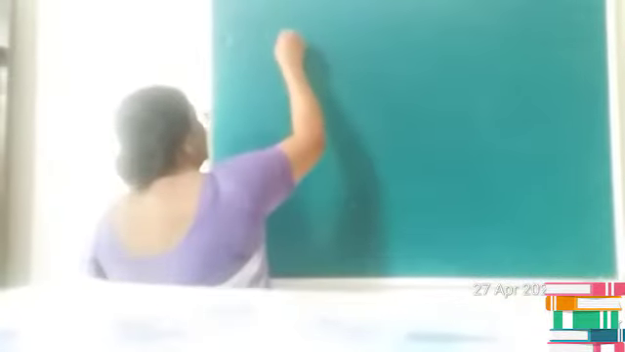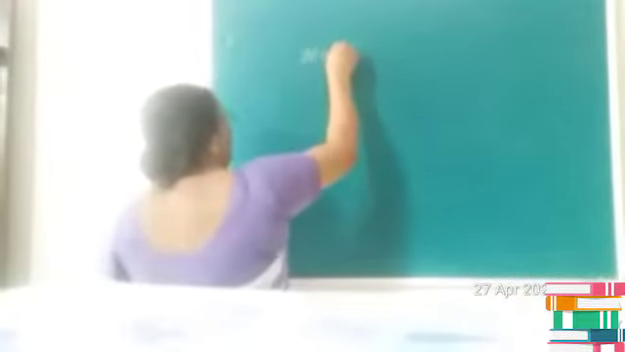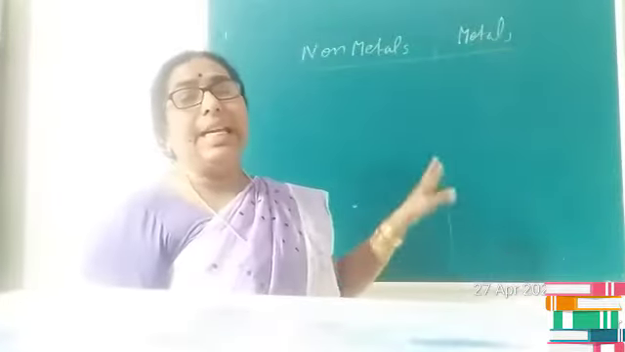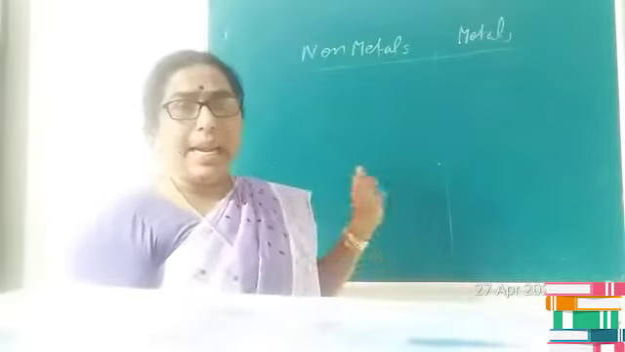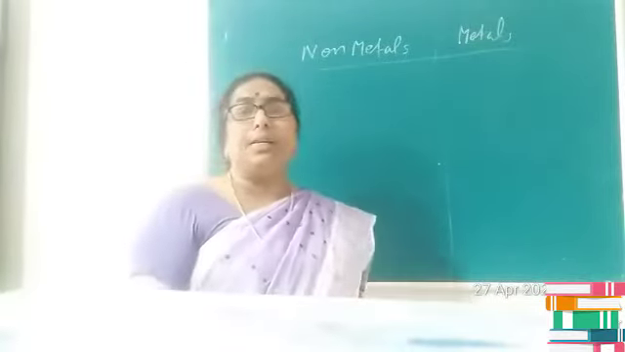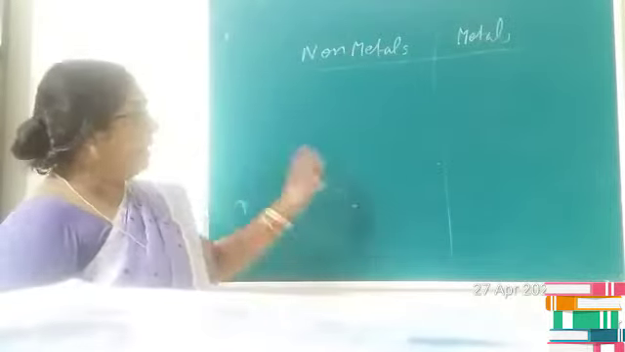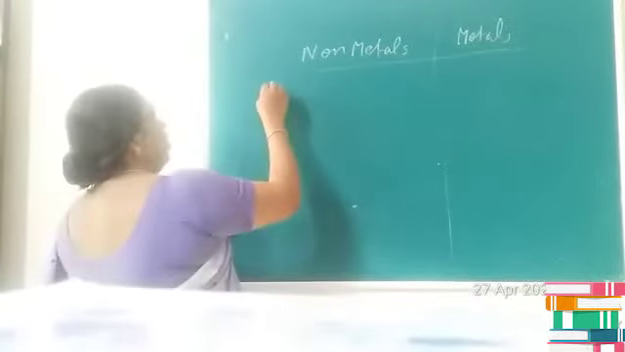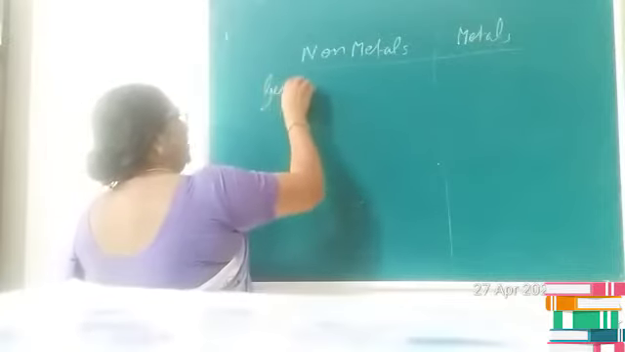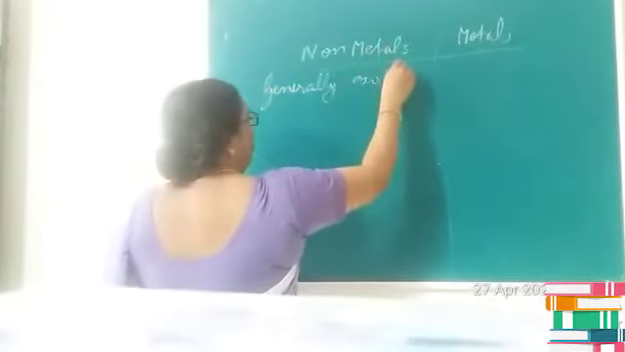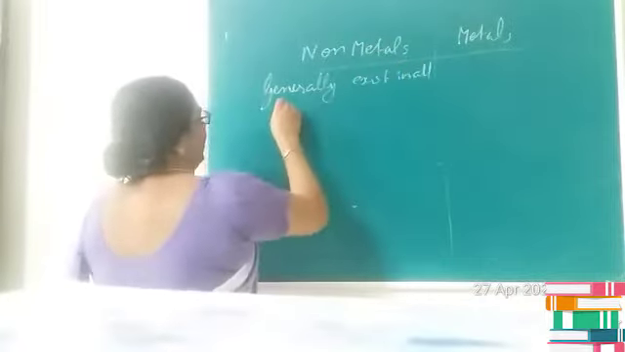Now let us compare the physical properties of non-metals with metals. Already we have studied about metals. In case of metals, we have seen that metals generally exist in solid state, and exceptions also we have seen. Mercury is the common exception, or gallium, which exists as a liquid at room temperature. Here we can say that non-metals generally exist in all three states of matter.